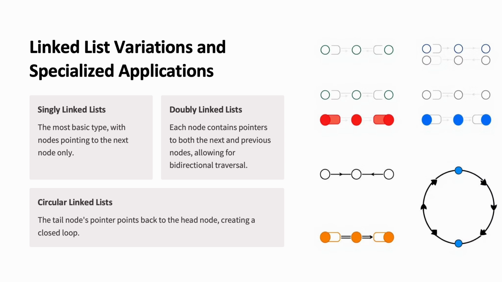And the last one is the circular linked list. You can say that the round one is known as a circular linked list. The tail node's pointer points back to the head node, creating a closed loop. Those are the linked list variations and specialized applications of linked lists.